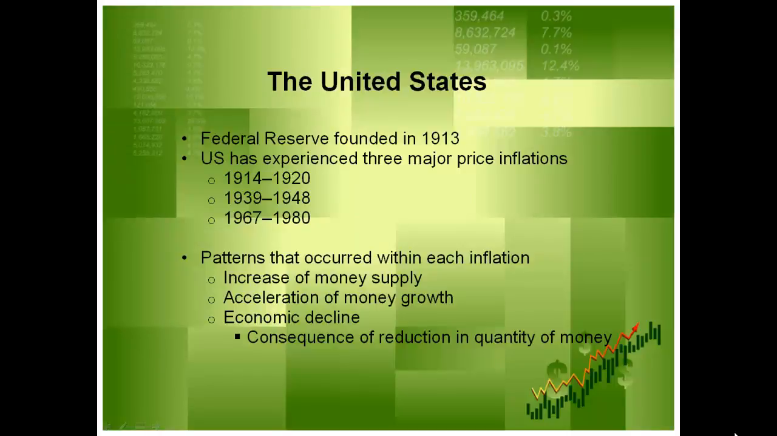The history of the United States money supply began in 1913 when the Federal Reserve was established. Starting in 1914, there have been 3 major price inflations. Each of these price inflations has been accompanied by a corresponding increase in the rate of growth of the money supply. An acceleration of the money supply growth in excess of real output growth has consistently produced inflation.